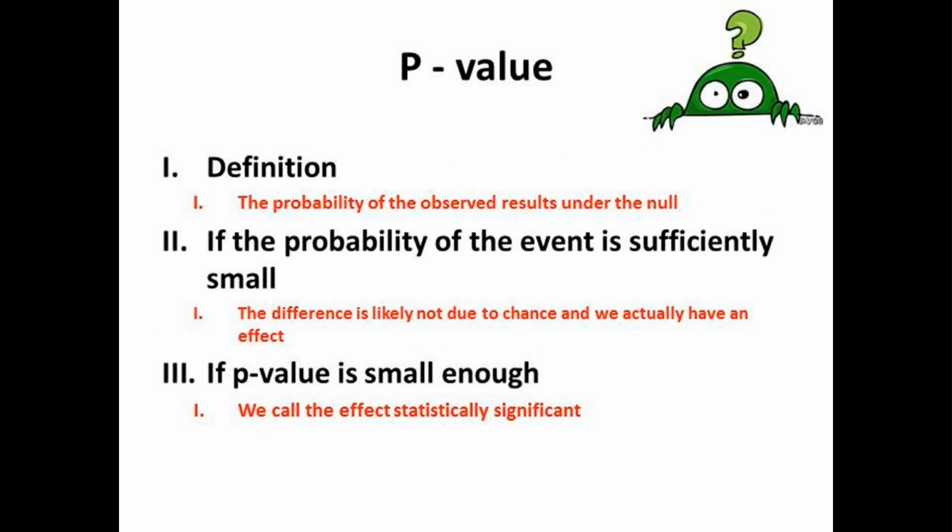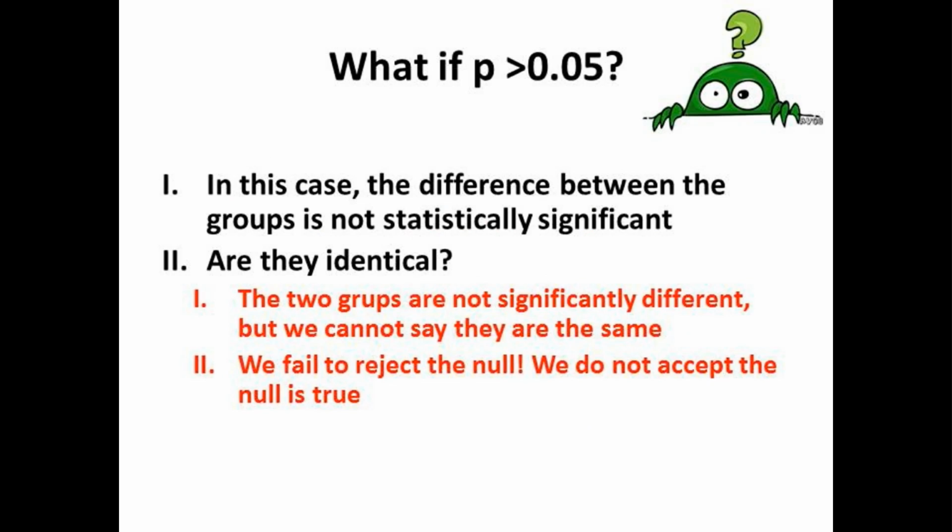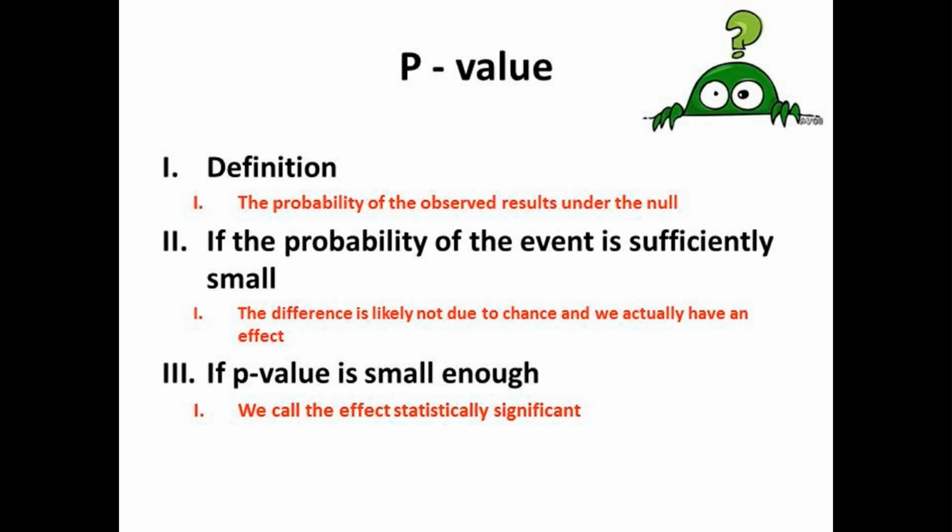We call the effect statistically significant, and if you look at something that is just at the border, a p of .05, in case of this kind of difference, there is not really a statistical significance if the value is immediately above that. The two groups are not significantly different, but we cannot say that they are exactly the same. In these cases, we fail to reject the initial null hypothesis, and we do not accept that null is true.